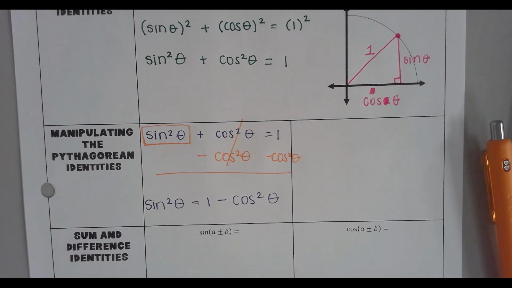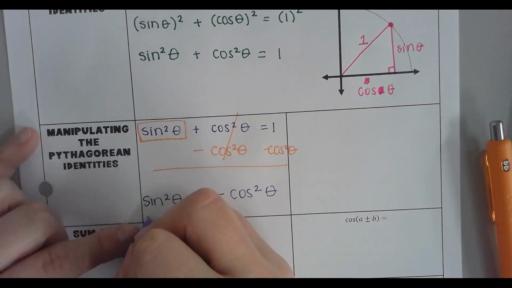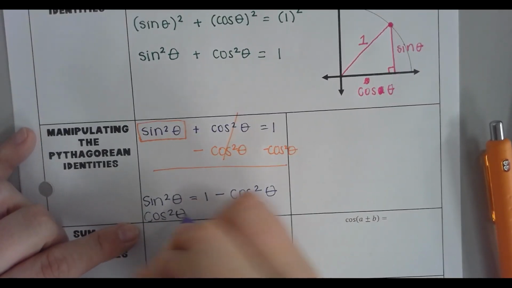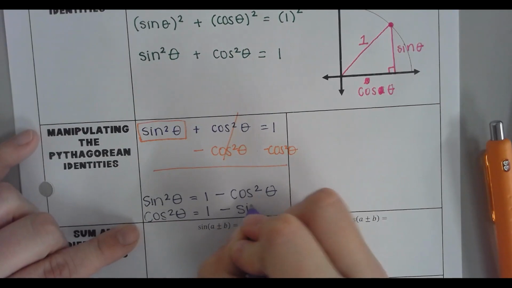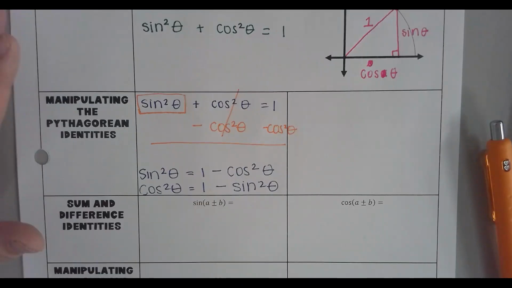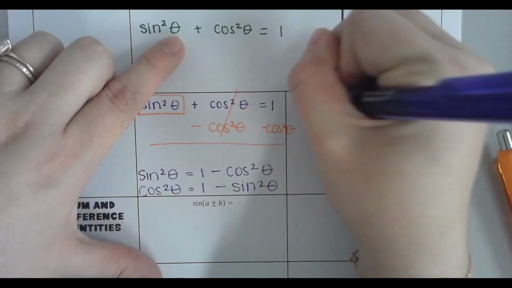You could do the same and switch out sine. So I'm just going to rewrite it under here. That would be cosine squared is 1 minus sine squared. So the problem could be written out so differently. They might just want you to rewrite stuff, and we'll do some examples so you'll see the wording.